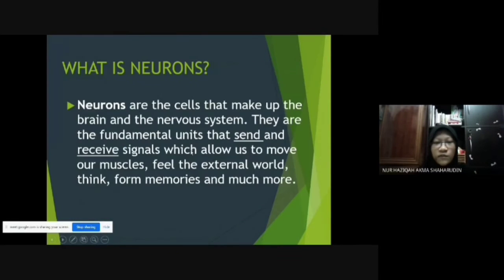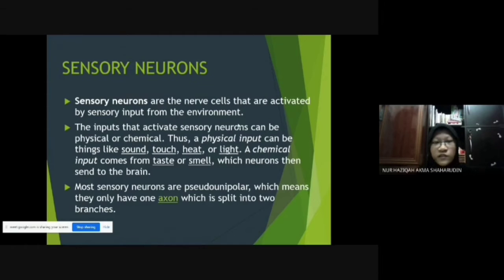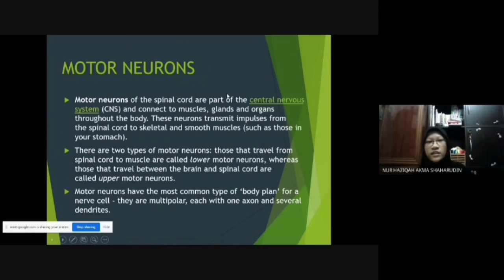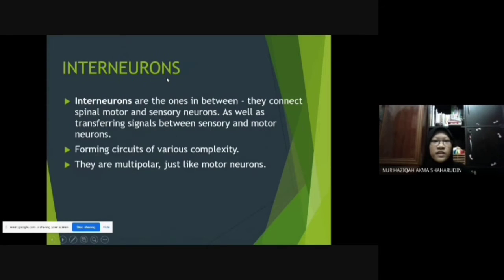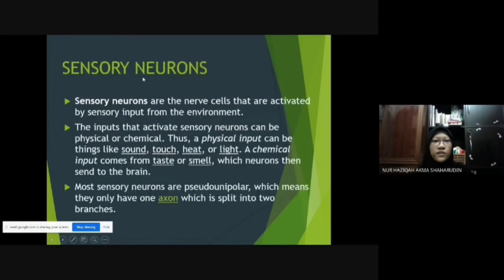Neurons, which brings the question, what is neurons? Neurons are the cells that make up the brain and the nervous system. They are the fundamental units that sense and receive signals, which allow us to move our muscles, feel the external world, think, form memories, and much more. There are three types of neurons, such as sensory neurons, motor neurons, and interneurons.